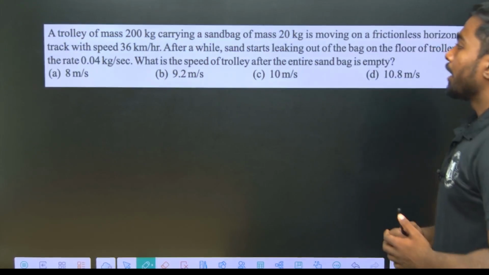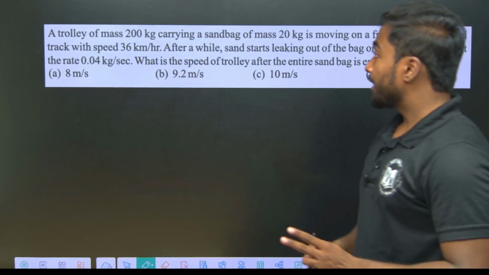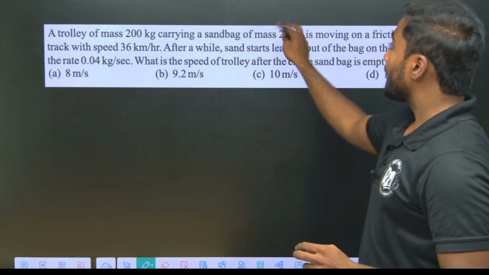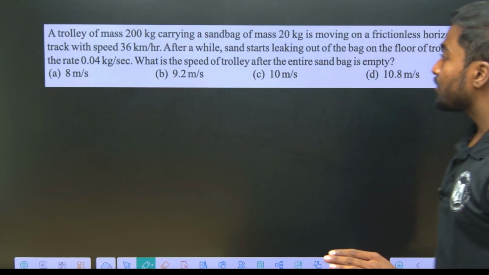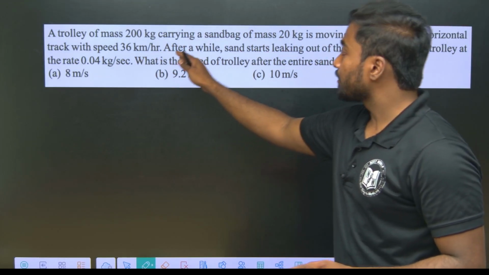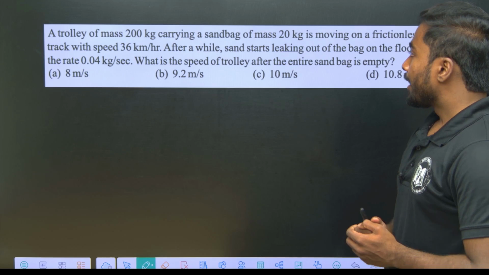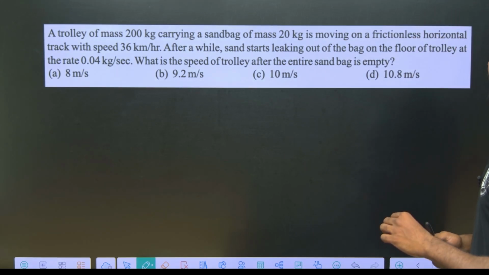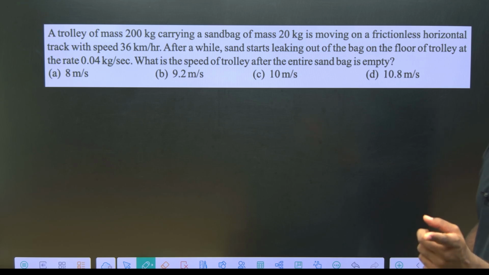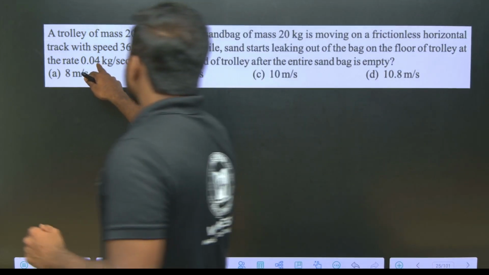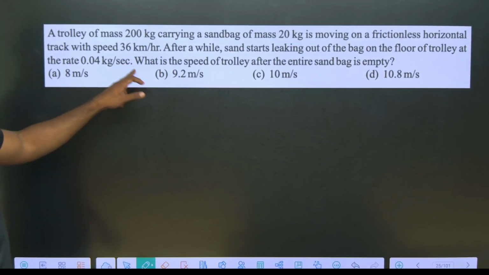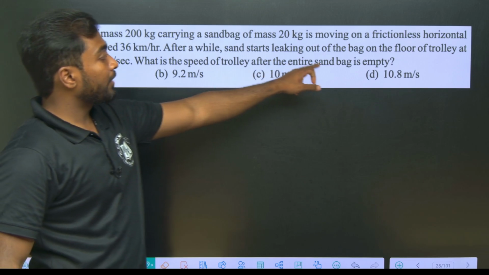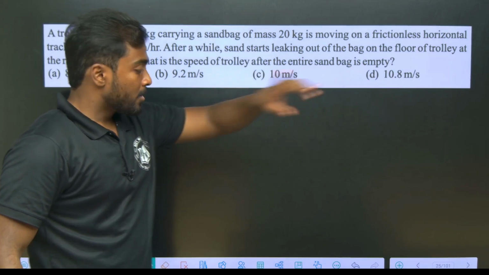Fine. A trolley of mass 200 kg carrying a sandbag of mass 20 kg is moving on a frictionless horizontal track with a speed of 36 km per hour. After a while, sand starts leaking out of the bag on the floor of the trolley at the rate of 0.04 kg per second. What is the speed of the trolley after the entire sandbag is empty?